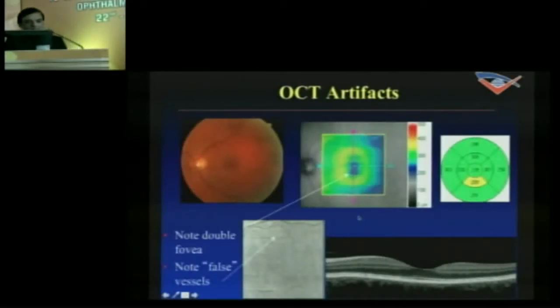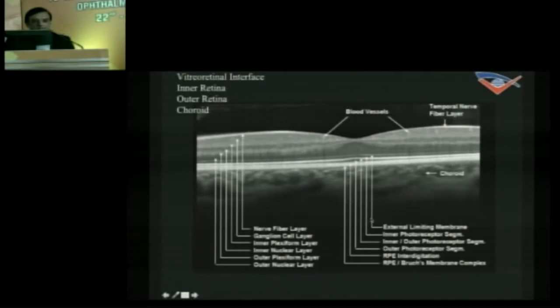Then there have been reports of double fovea. There's nothing like double fovea. This is a movement artifact, and you can also have false vessels coming up on the imaging, which are actually not there. So you need to identify what the artifacts are.